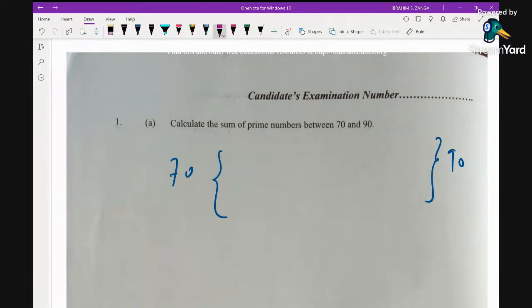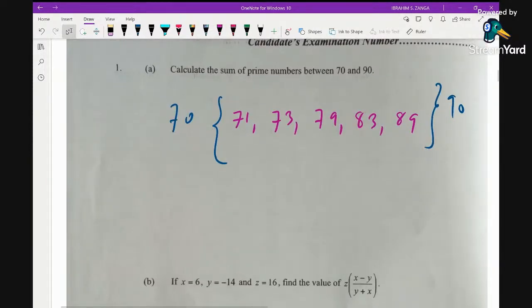The first one, we know that it's 71, 73, 79, 83, 89. These are the only prime numbers we have between 70 and 90. So we are going to add them: 71 plus 73 plus 79 plus 83 plus 89.